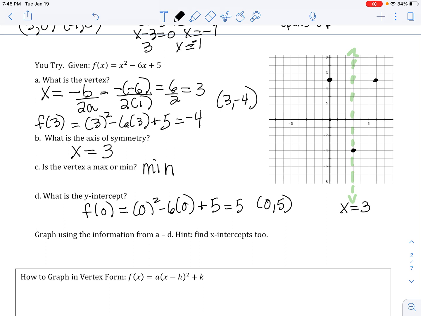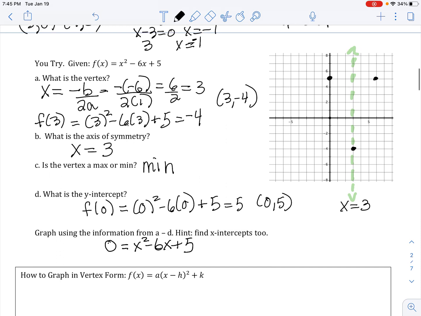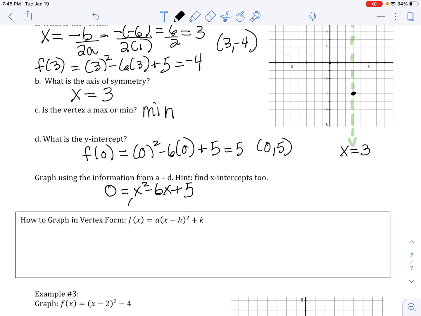Okay, it says graph using the information from A to D. Hint, find the x-intercepts too. All right, well, let's go ahead and find the x-intercepts. So to find the x-intercepts, we're going to set f of x, or y, equal to 0. And I'm going to go ahead and pause the video. And I'm going to let you factor to solve for the x-intercepts. Go ahead and put them in the box and then restart the video.